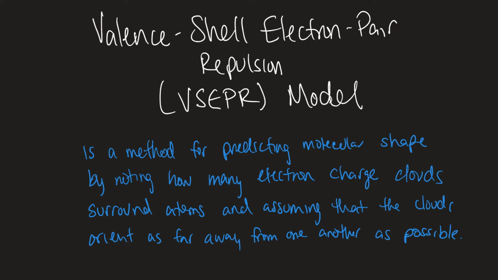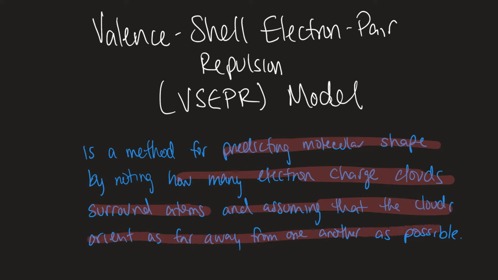In this video, we're going to talk about the valence shell electron pair repulsion model, aka VSEPR. The VSEPR theory is what we use to predict the molecular shape of a molecule. The way it works is that we figure out how many electron charge clouds surround the atom in question, and assume that the clouds orient themselves as far away from each other as possible.